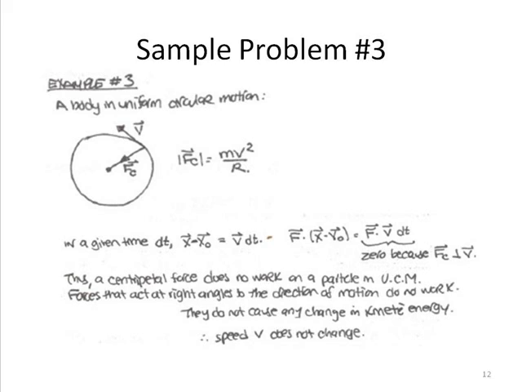If we consider that at some infinitesimal time dt, the body has moved some distance, x minus x naught, which is equal to the velocity times dt. Therefore, the change in position, x minus x naught, at every point in time is pointing in the same direction as v. That's the direction of motion. But the direction of motion is at right angles to the force. So by our definition of work, no work is performed.